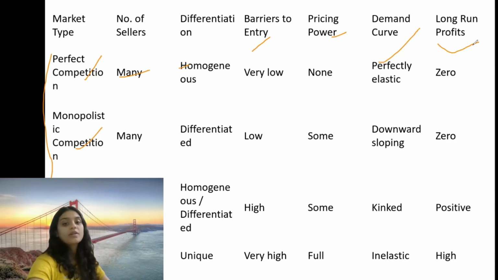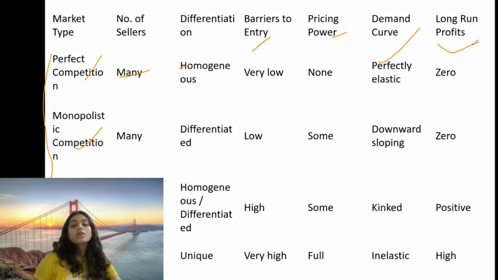Now, an example of perfect competition is wheat farmers. There are many sellers of wheat, correct? All have identical products, and because of that there is no pricing power in that competition, and because of that there are zero long run profits. Done.